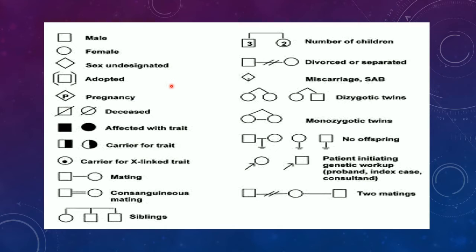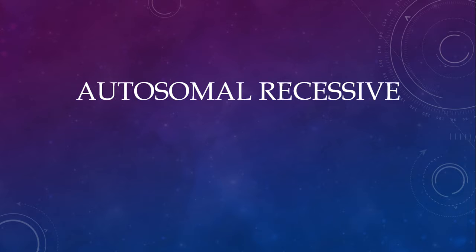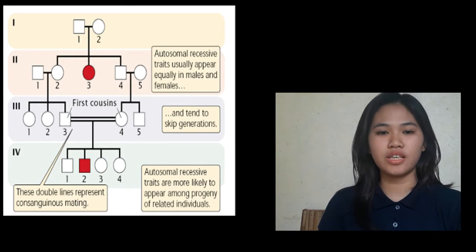So here are other symbols used in pedigrees. So now, the question is, how would we know how a trait or traits are passed on or inherited? We have several patterns, and I'm going to discuss 5 common patterns of human inheritance. So the first pattern that we'll discuss is autosomal recessive. We have 3 basic guidelines.